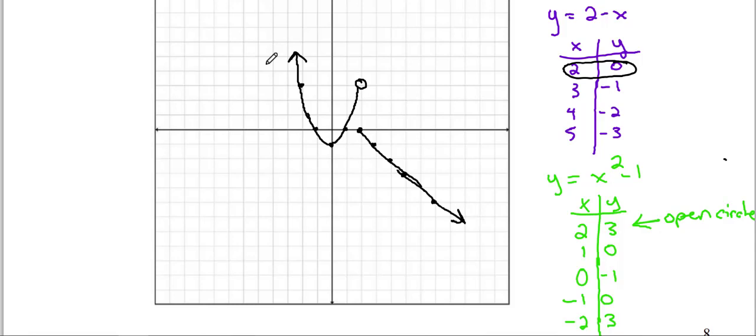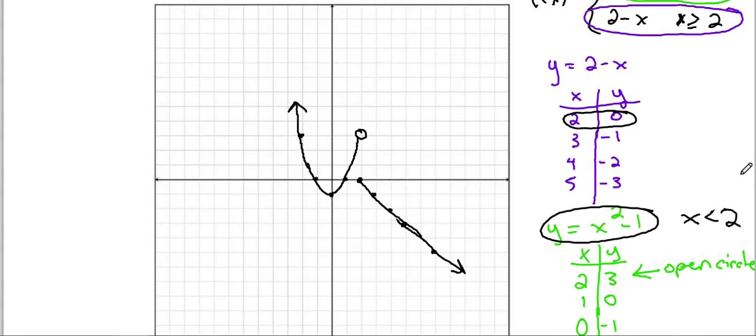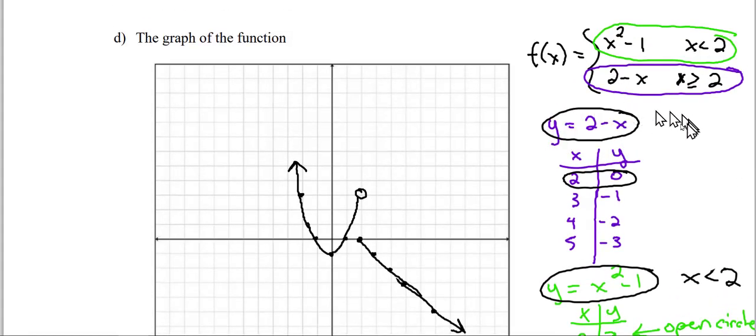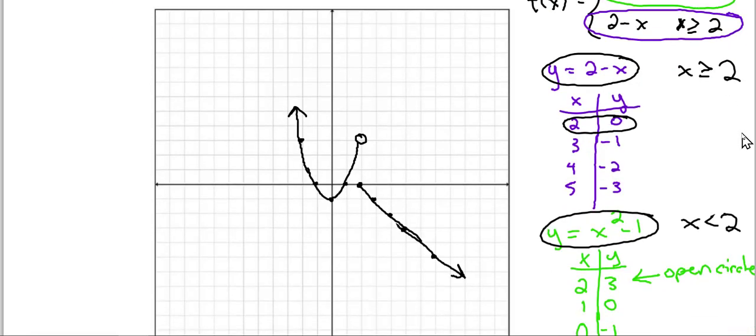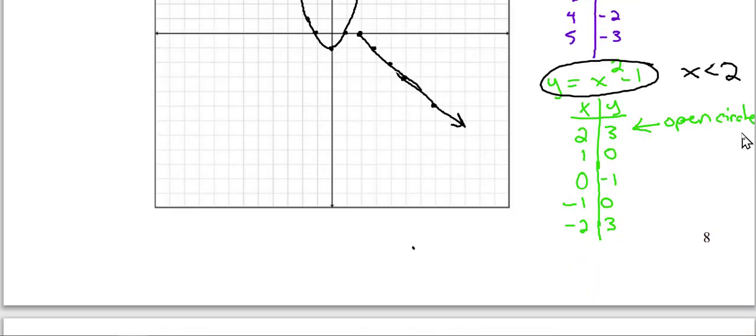Okay, you just break it down piece by piece, but you don't graph this entire parabola. You only graph the part of it where x is less than 2. And you don't graph this entire line. You only graph the part of it where x is greater than or equal to 2. Okay?